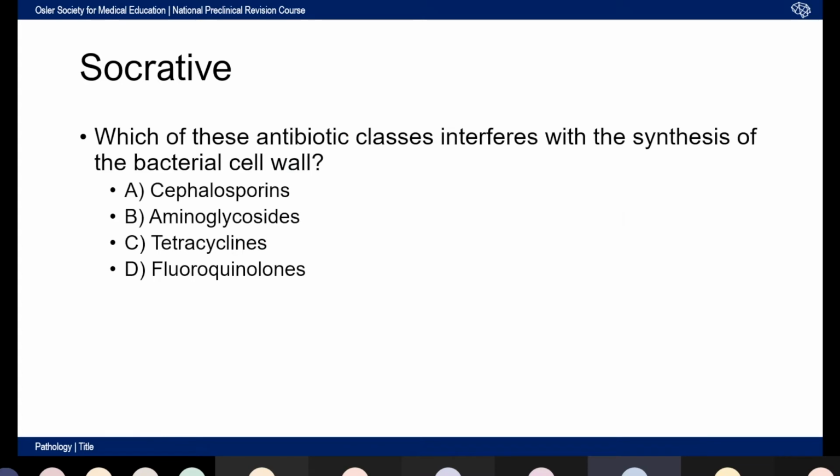So now for a couple more short questions on antibiotics. Let's move on. So, which of these antibiotic classes interferes with the synthesis of the bacterial cell wall?